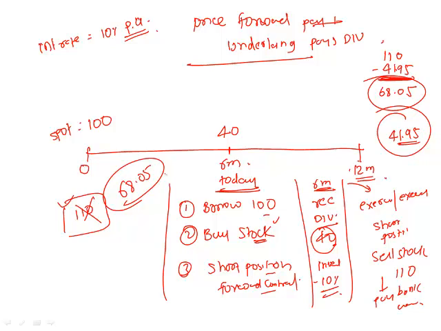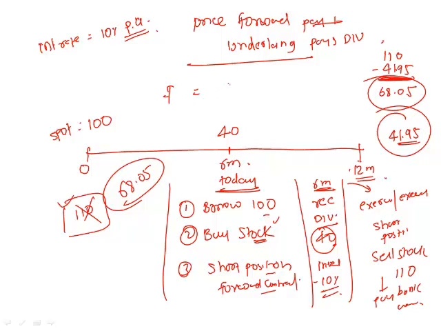So he gets that money, plus he gets the future value of the dividend, 41.95. He gets a total of 110. He pays back the bank loan. There is no amount left with him. Which means, how do you calculate the forward contract in the case of an underlying asset which gives you cash flow?